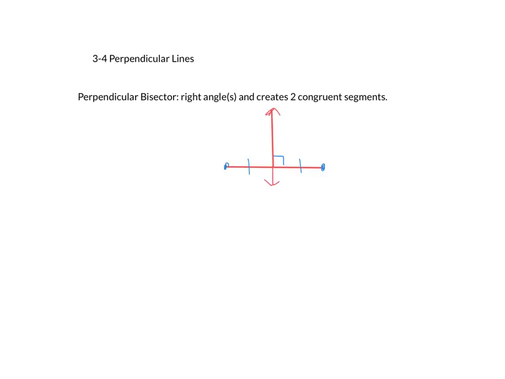This section is 3-4 perpendicular lines. Our first vocab word is perpendicular bisector. A perpendicular bisector creates a right angle.